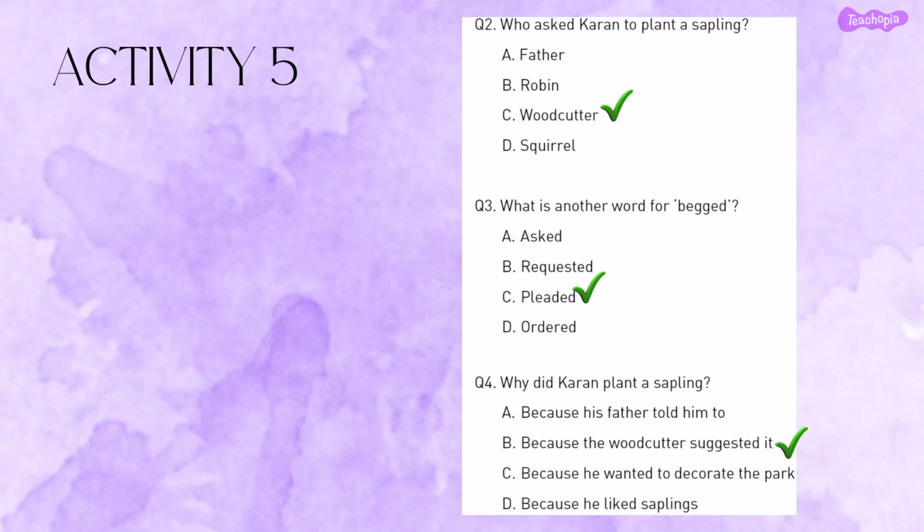Activity 5. Here are a few questions that are based on the comprehension passage. Who asked Karan to plant a sapling? Woodcutter. What is another word for begged? Pleaded. Why did Karan plant a sapling? Because the woodcutter suggested it.